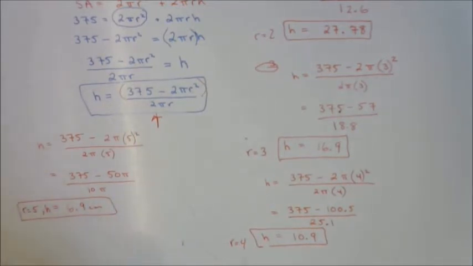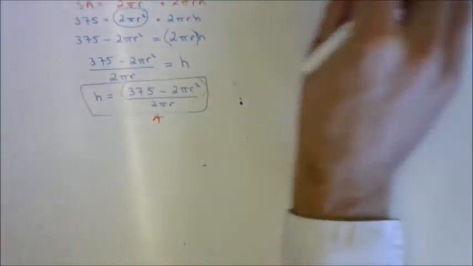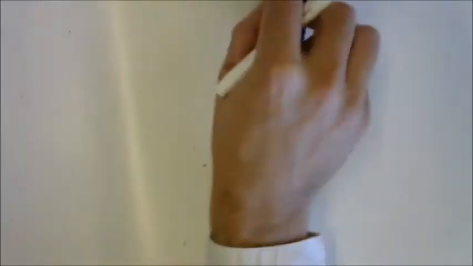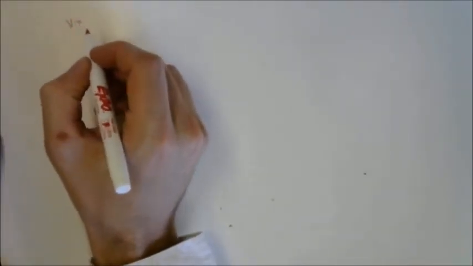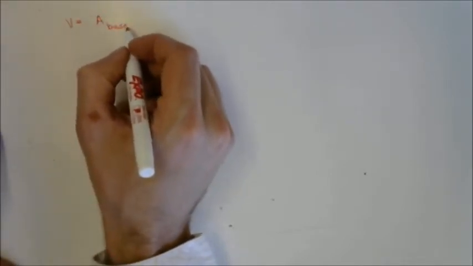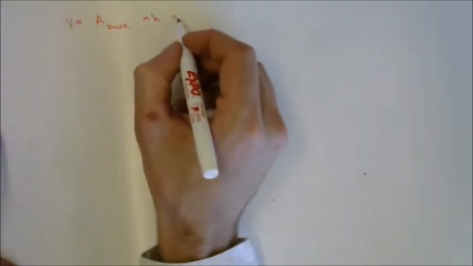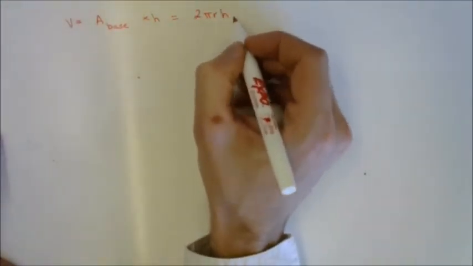Now, is your chart all filled in? No, we need volume. So let's go ahead and calculate the volume of each of these cylinders. What is the formula for the volume of a cylinder? It's the same as for a prism. It's pi r squared times h, the area of the base times the height.